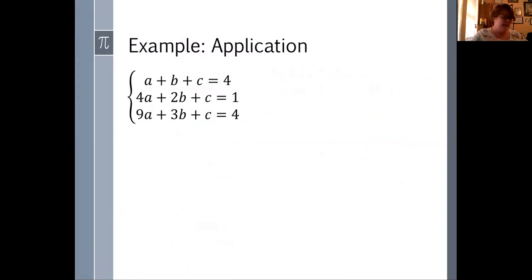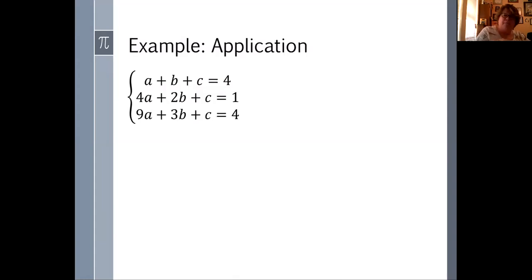A plus B plus C equals 4. 4A plus 2B plus C equals 1. And 9A plus 3B plus C is equal to 4. Now, it appears to me that the easiest thing to eliminate would be C. I could multiply the top equation by -1 and add that to the second and eliminate C. I could multiply that top equation by -1 and add it to the third equation and eliminate C. So that's what I'm going to do.